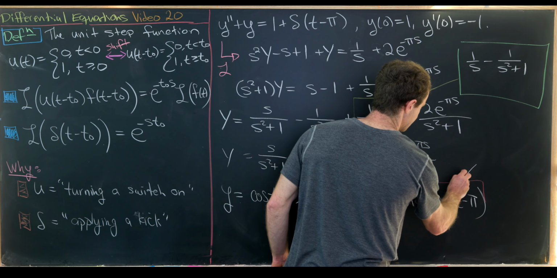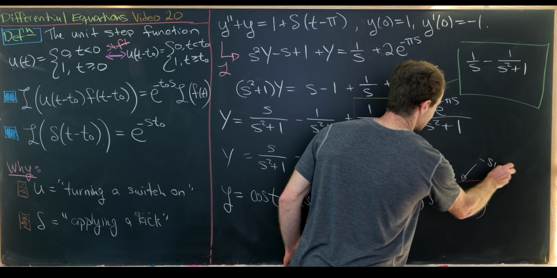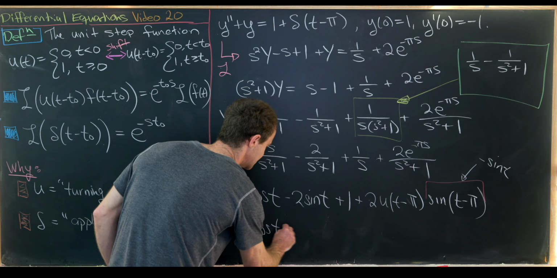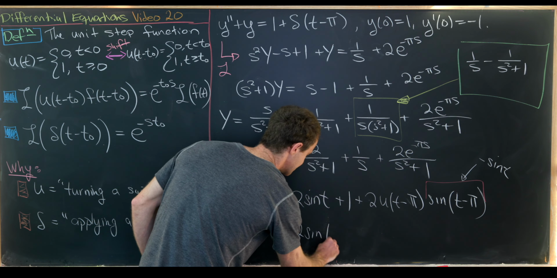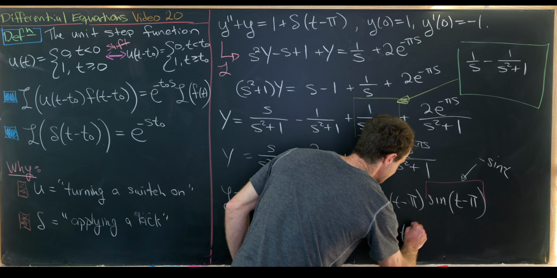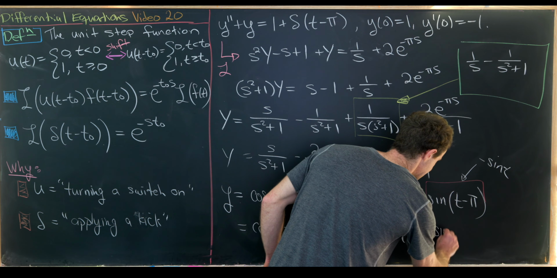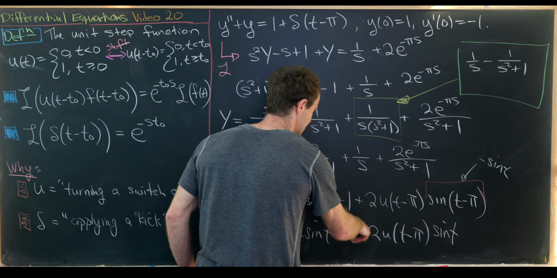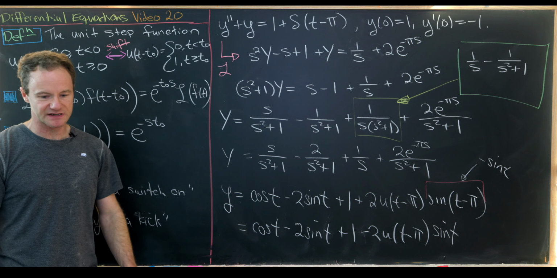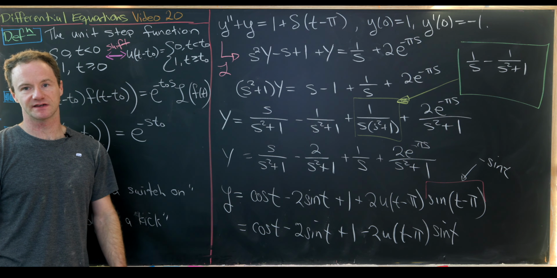Great, but now we can apply a trigonometric rule. This sine of t minus pi is the negative sine t, so we can rewrite this as the cosine of t minus 2 times the sine of t plus 1 plus 2 u of t minus pi times the sine of t, well really times minus sine of t, but let's bring that out front. And then you could rewrite this as a piecewise function if you wanted to, but we'll leave it like this.